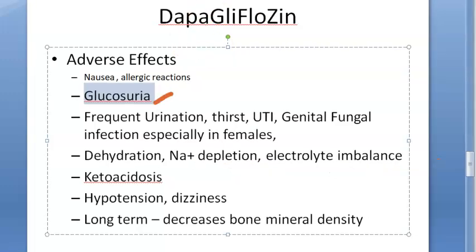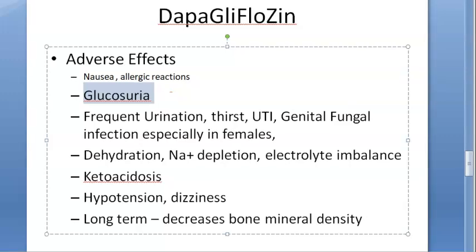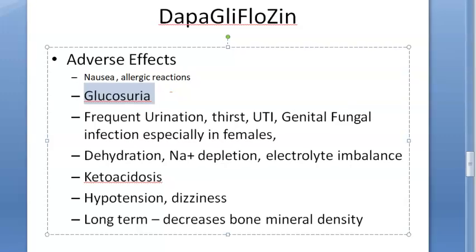Also, what will happen if glucose is there in the urine? You will have some urinary tract infection. You can have genital fungal infection. They're not talking about vaginal bacterial infection. They're talking more about the fungal infection, especially in women. Then, because you're trying to get so much glucose out, right? Frequent urination, thirst, you're losing all the fluid, remember, because sodium is leaving, even water is leaving.